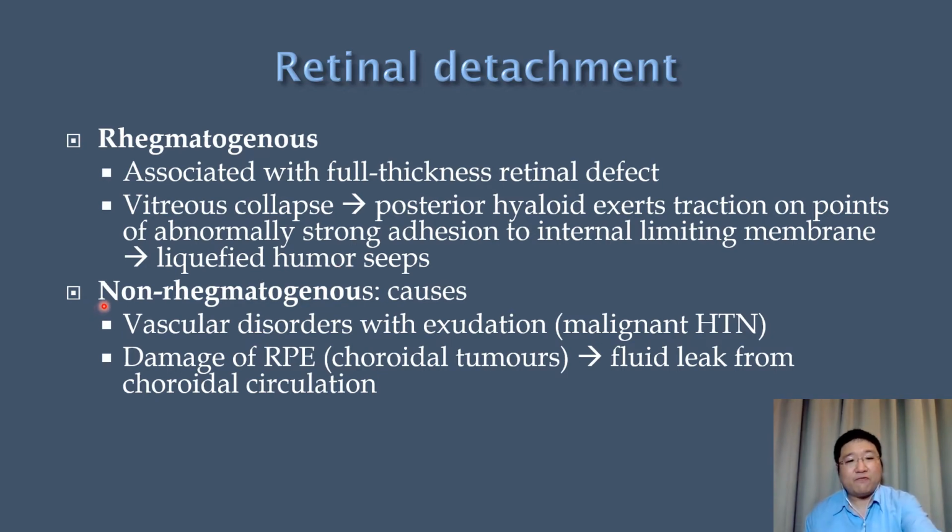And non-rhegmatogenous retinal detachment can be seen in malignant hypertension. Malignant hypertension results in excessive exudation from the blood vessels, and another cause of non-rhegmatogenous detachment is choroidal tumors, which result in damage of retinal pigment epithelium and fluid leakage from the choroidal circulation.